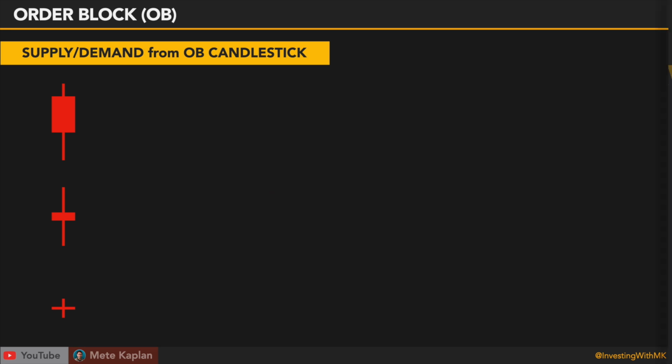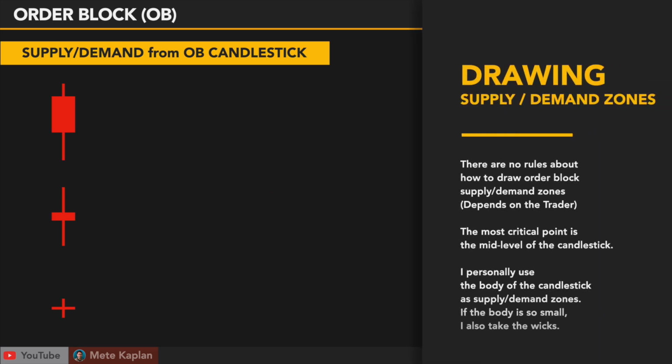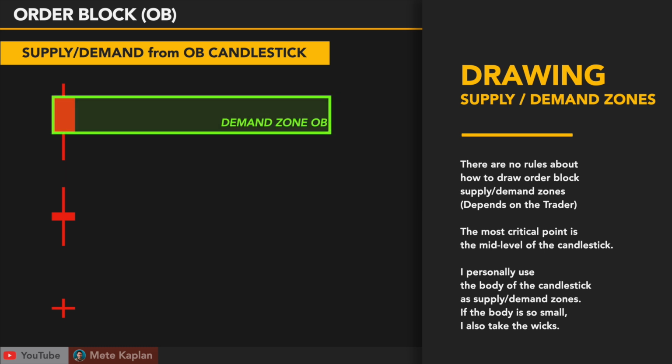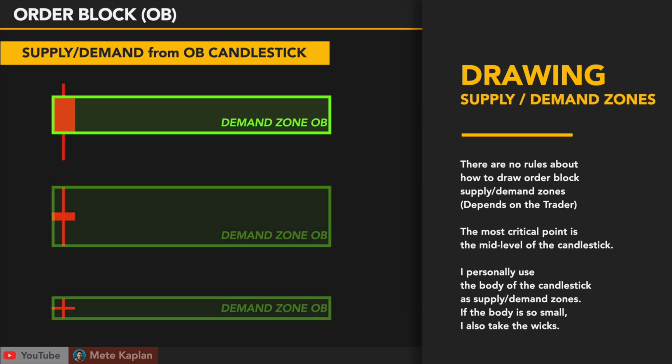Okay, now you identified the order block candlestick, but how do you draw supply and demand areas from these order blocks? This concept heavily depends on the trader. If the candlestick has a huge body and small wicks, I only take the body of the candlestick as the demand or supply area. If the body is so small, I consider taking the wicks with the body as a whole.